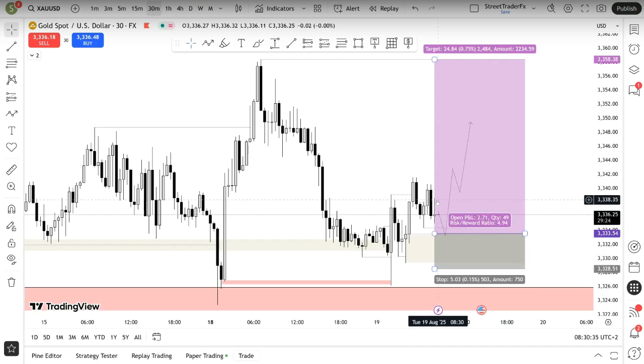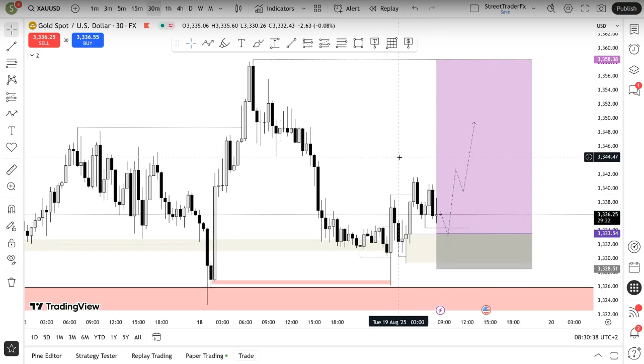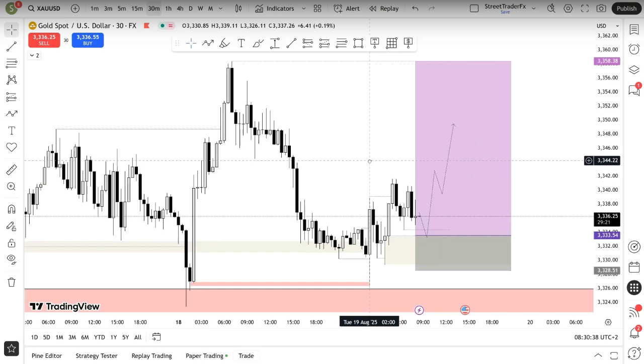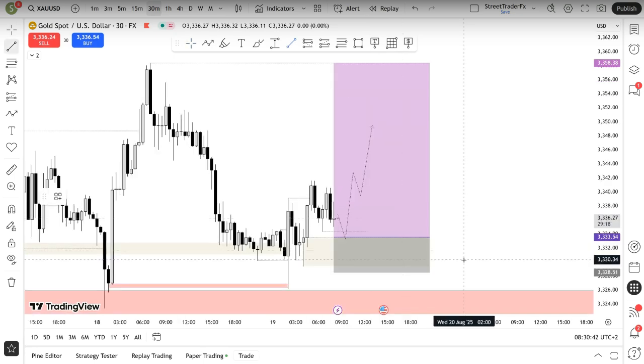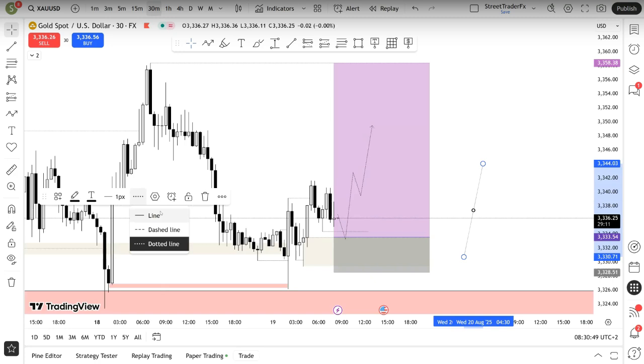So just to add some bit of information with regards to impulse and correction, right? Which I'm going to show you right here. We have this impulse right now, currently on gold, right?